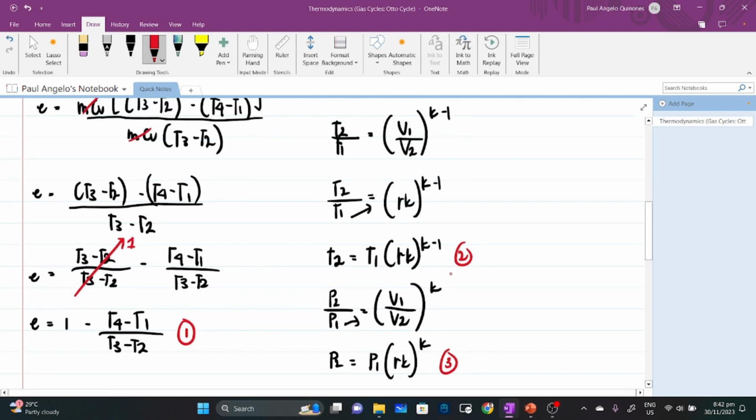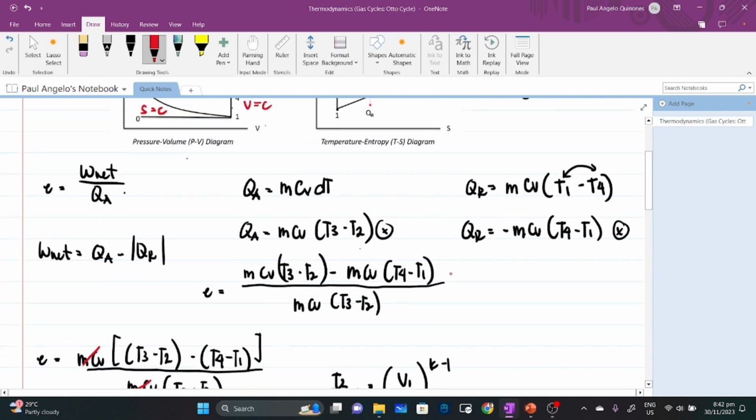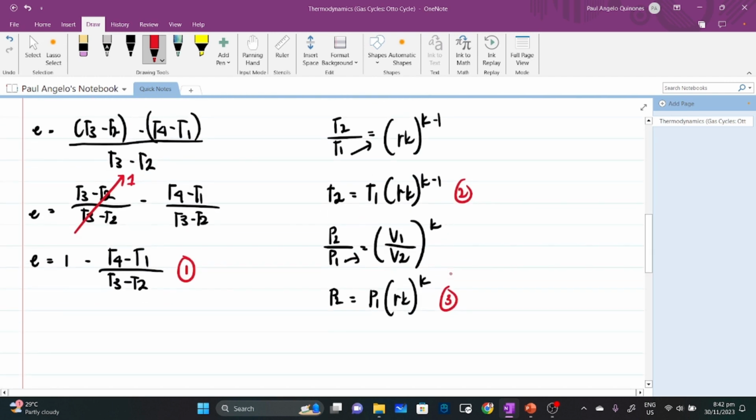Next, how can I solve now for V sub 2? I can solve for V sub 2.